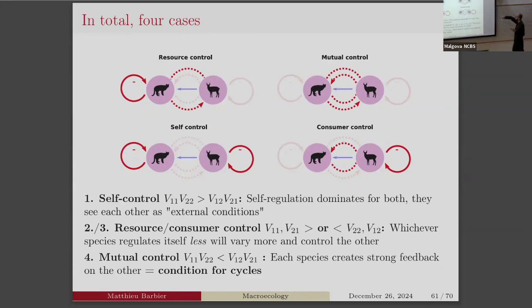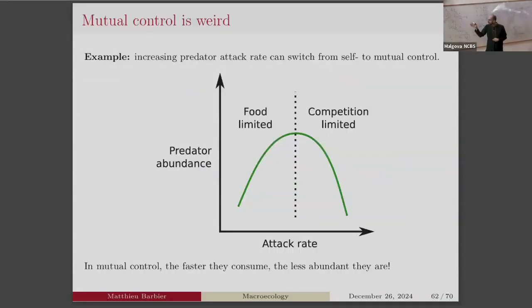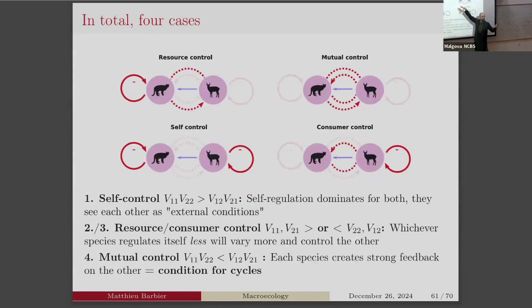Now, this mutual control situation where each controls the other has lots of counterintuitive properties. And I will just give you an example. By the way, those words are mine. They're not very well established in the literature, so don't Google them, you will find nothing. But I think they're intuitive, right? Mutual control is each one controls the other. It's not mutualism at all, so sorry for that ambiguity. But everyone's dynamics control the other abundance.